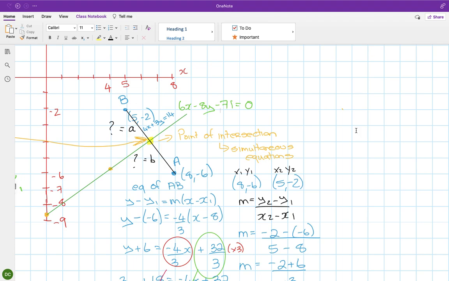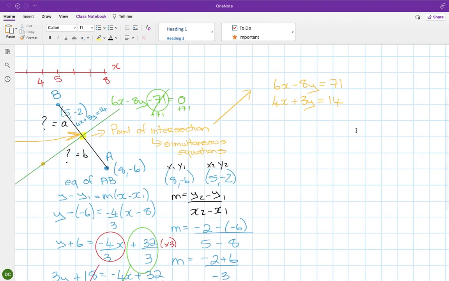So I'm also going to bring this and move the 71, because for a simultaneous equation, the constant is normally on the other side of the equals. So now I'm going to do the simultaneous equation. So we have 6x minus 8y equals 71, and we have 4x plus 3y equals 14. Yeah. All right, we need to cancel something.